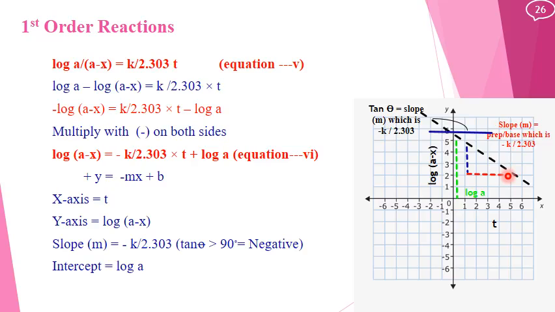And by drawing a right angle triangle at any point, at any interval of the reaction proceeding, we may find the value of slope that will be equal to perpendicular over base, which will be equal to minus k over 2.303. So by using these values, we can find the value of k, which is the rate constant. So this equation is also helpful in order to find the value of the rate constant for first order.